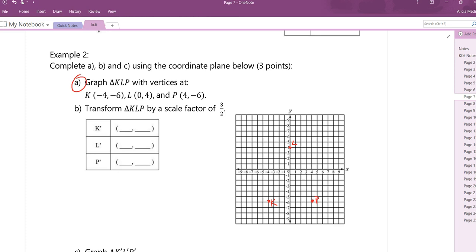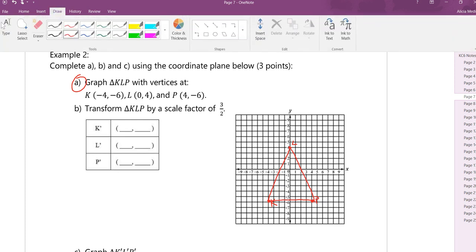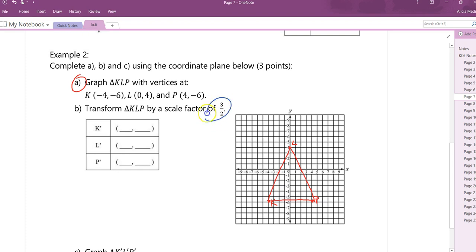So that is complete. The next one says transform our triangle KLP. Oop, I forgot to connect my triangle. So this is my triangle. Hopefully you can draw better lines than I can. Transform it by a scale factor of 3/2. So again, we see this, 3/2. That means our k value is greater than 1. So this is going to be an enlargement, which means our picture should get a little bit bigger than the one we have there right now.